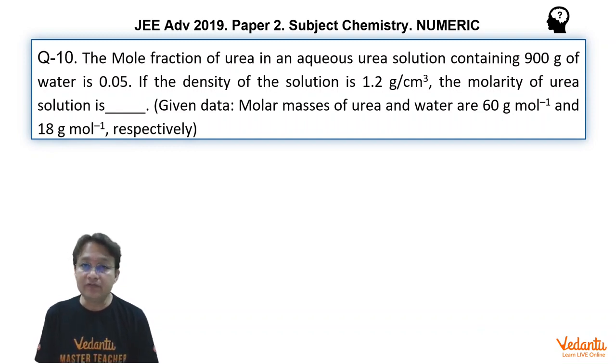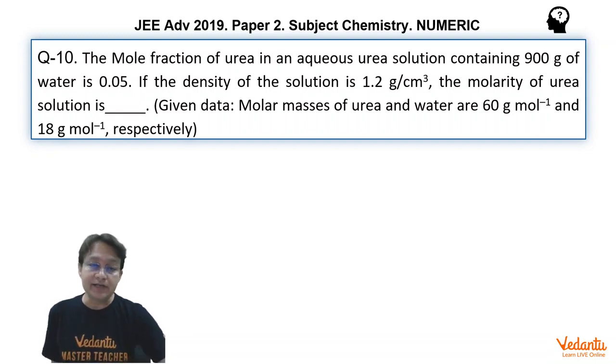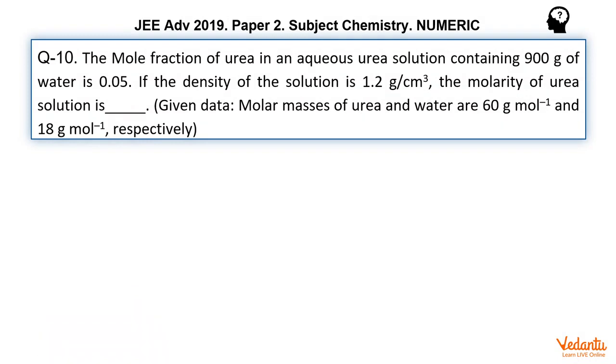So a straightforward question in which we have to relate the molarity to mole fraction and density. So there are various approaches to solve this problem. So let us see what is the simplest one. So the mole fraction of urea is 0.05. That means the mole fraction of urea is equal to 0.05 and the mole fraction of water must be 0.95.